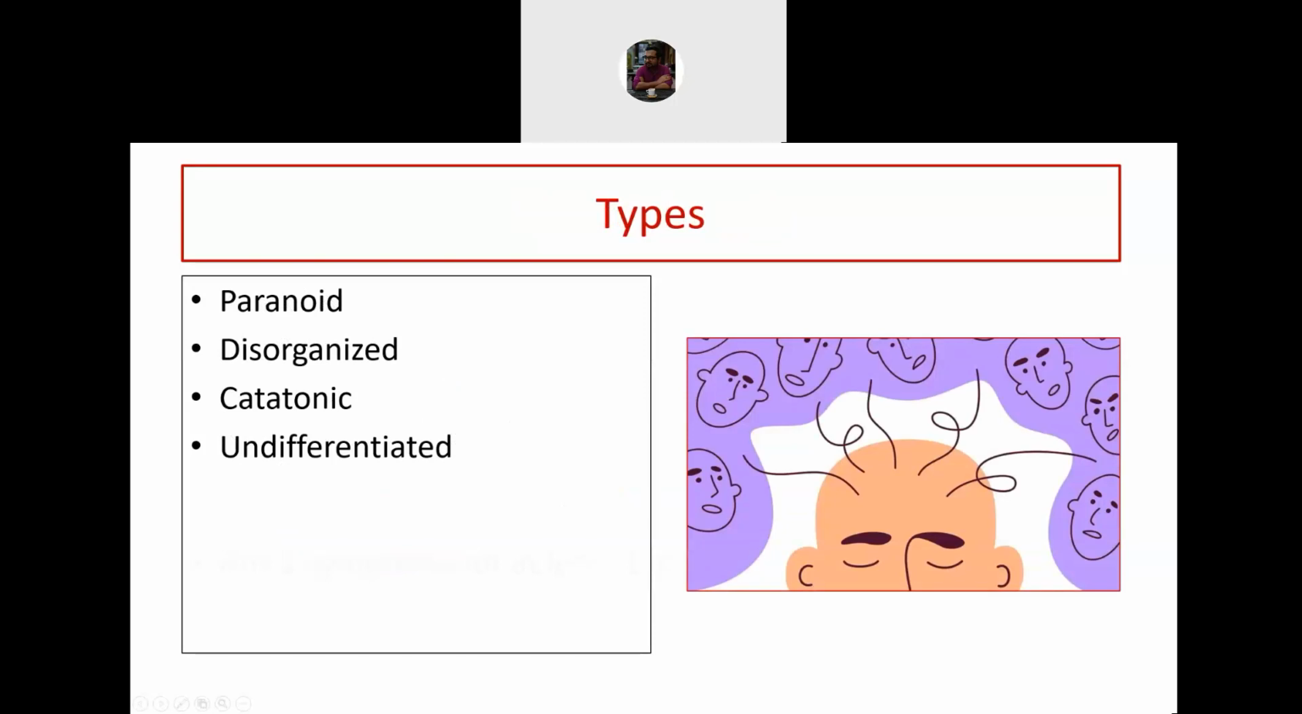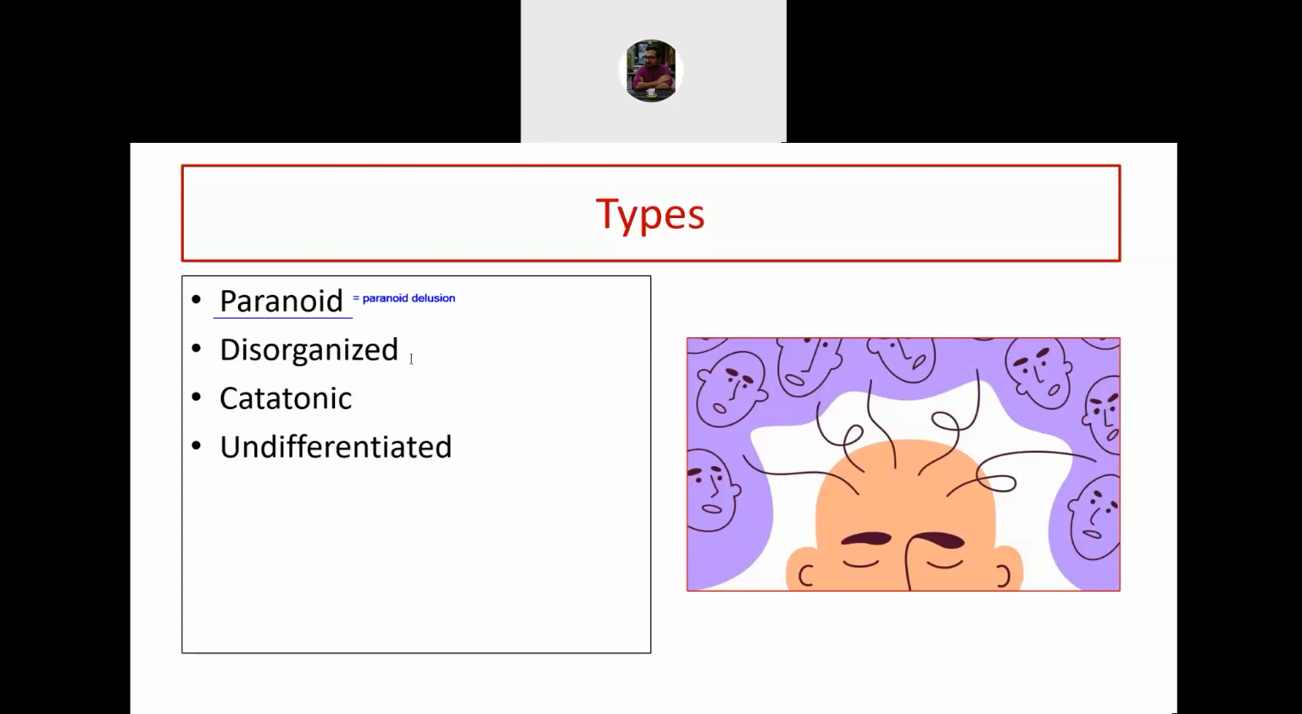When the predominant feature is paranoid delusion, that is a fear that someone is going to kill me or poison me or harm me, when that is the primary feature, then that kind of schizophrenia is called paranoid schizophrenia. And this is the commonest subtype of schizophrenia. Remember, paranoid delusion is the commonest delusion. So paranoid schizophrenia is the commonest schizophrenia.